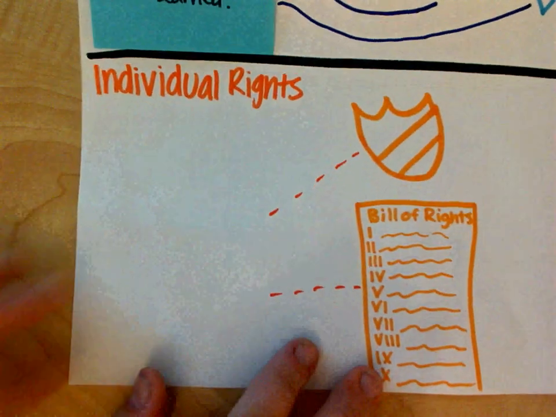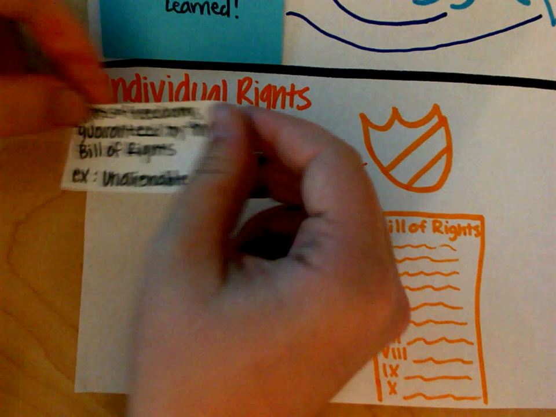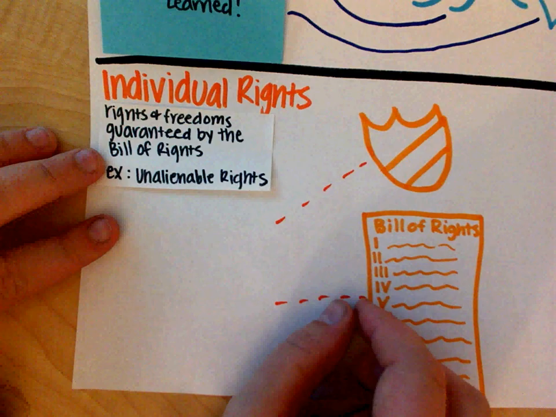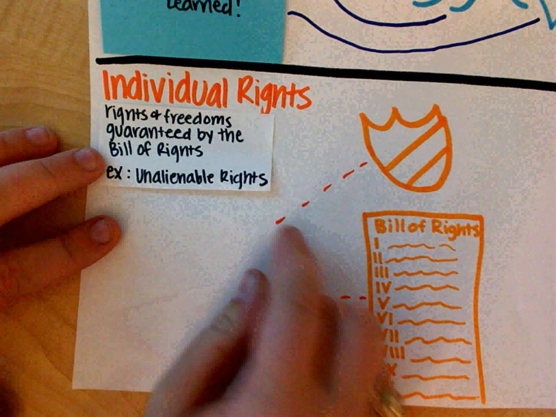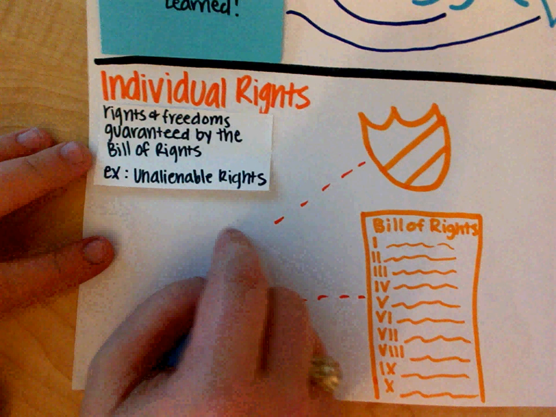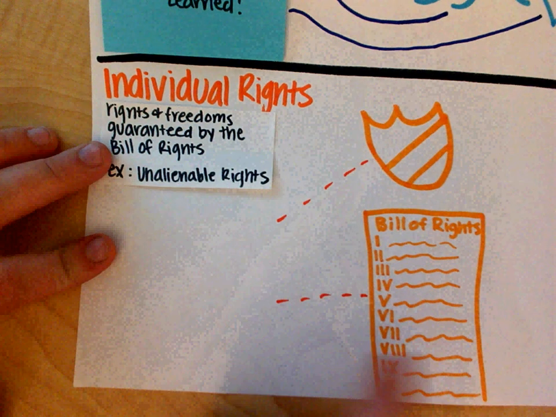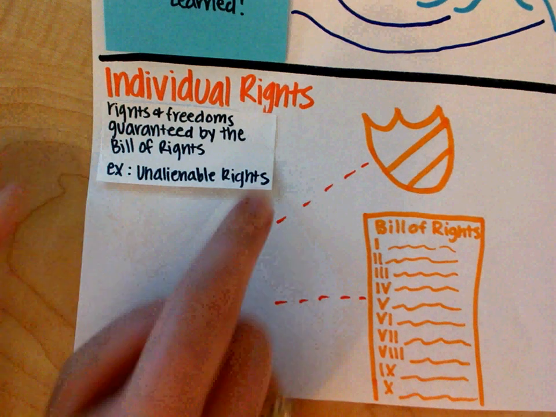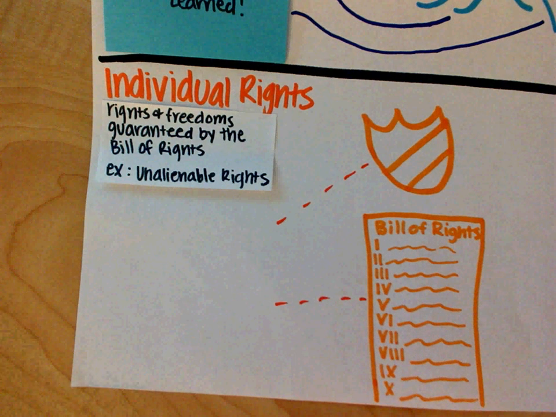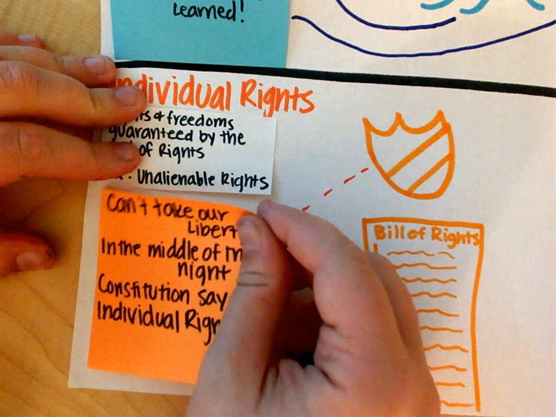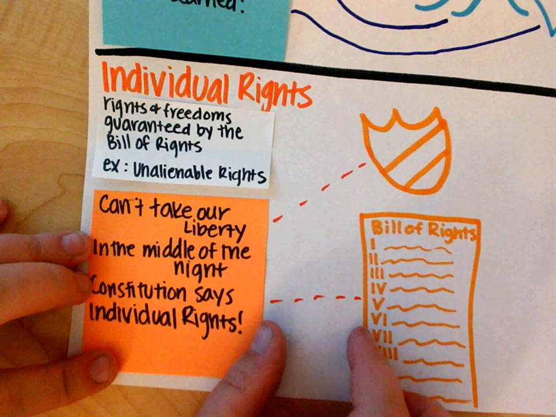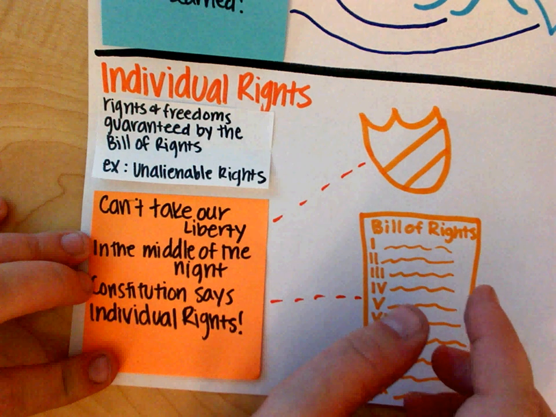Individual rights is next. Like I said, guys, I know I'm going fast. Individual rights are our freedoms guaranteed by the Bill of Rights. An example of this is the Bill of Rights, obviously, but also they talk about these unalienable rights. I want you to think about what document talks about those. We hold these truths to be self-evident. That comes from the Declaration of Independence. That was our first sense of these individual rights in the United States.